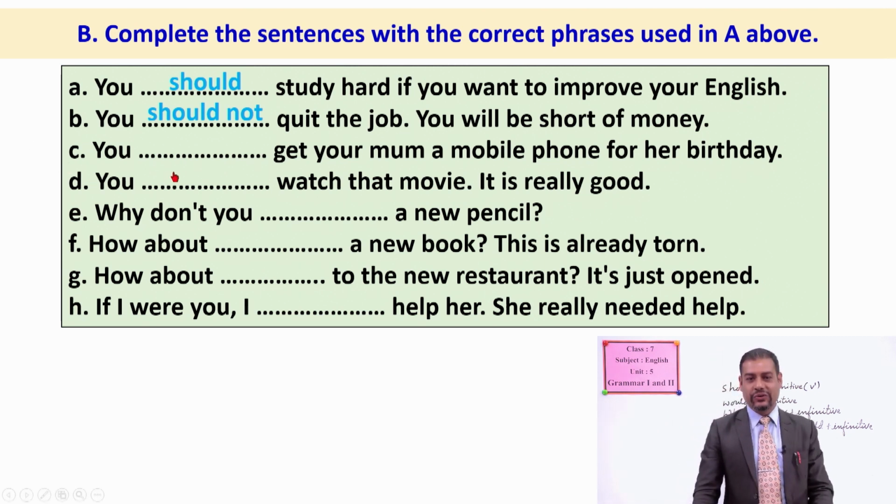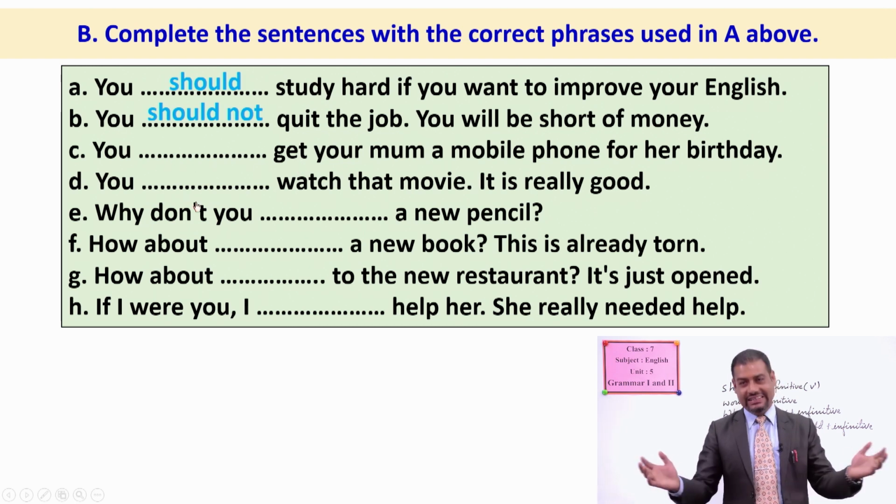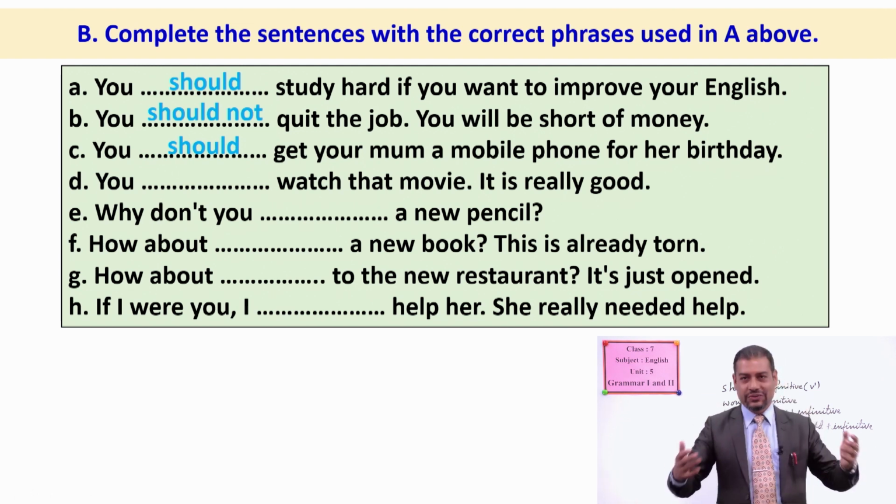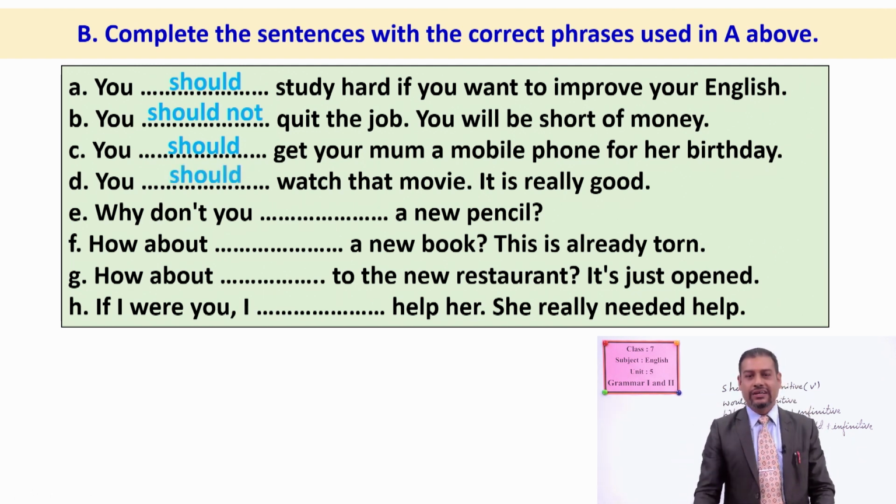Now, number C. You blank space get your mom a mobile phone for her birthday. So what can be the correct word? Now again, here is infinitive, get. So what can be the correct word here? Yes, undoubtedly, again there should be should. You should get your mom a mobile phone for her birthday, okay? Now number D. You watch. Watch is again infinitive. You watch that movie. It's really good. Now what is the correct word again? Suggestion. If that film is really good, you suggest to watch. So you can simply write down, you should watch that movie, it's really good, okay?